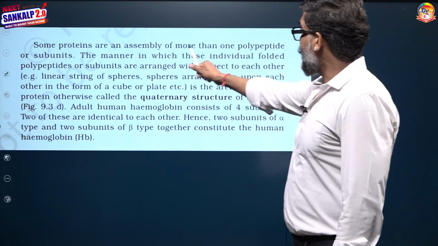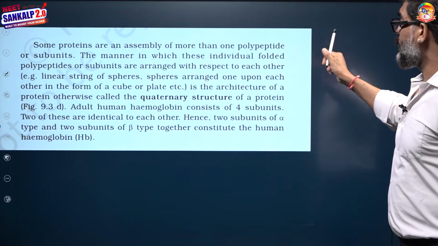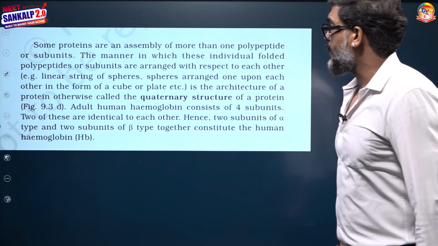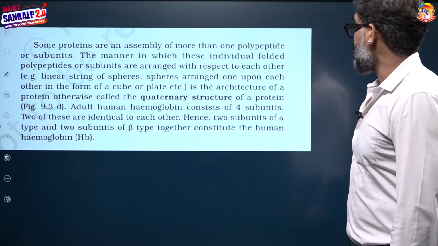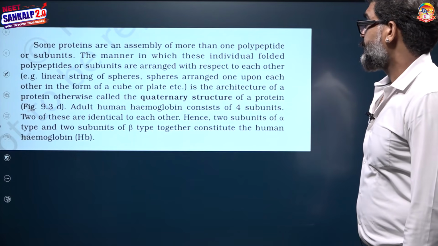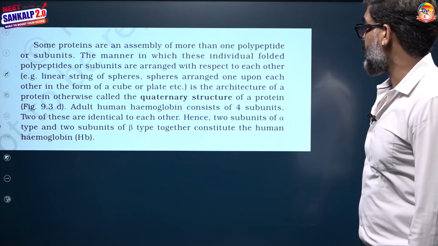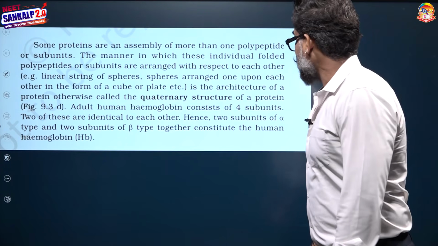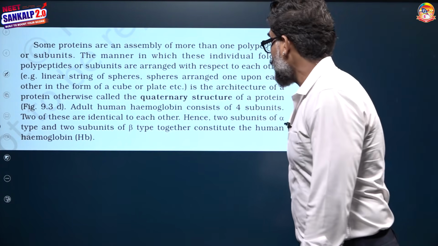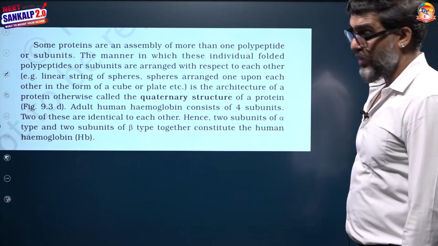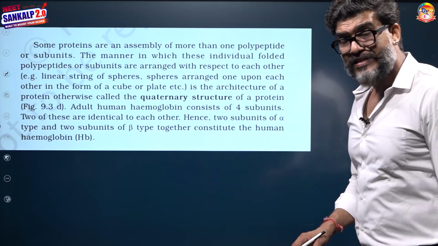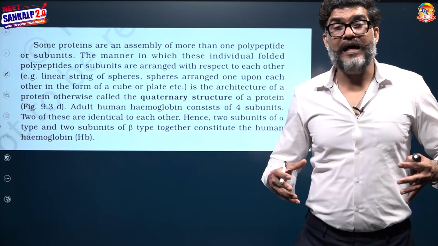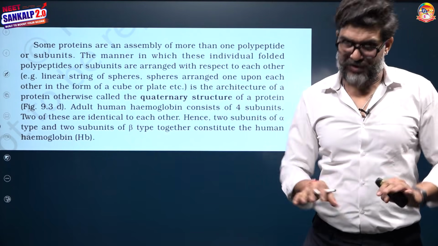Some proteins are assembled from more than one polypeptide subunit. The manner in which the individual folded proteins are arranged with respect to each other, that is, a linear string of spheres or spheres arranged one above another in the form of a cube or plate, in the architecture of a protein, is called the quaternary structure of a protein. So quaternary structure means the geometrical arrangement of the polypeptide subunits.